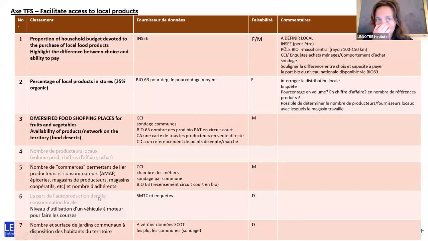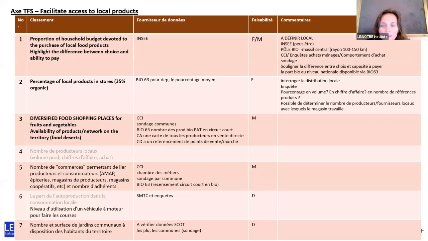Generally, this kind of axis gathers consensus. But this axis is about facilitating access to local products. For example, what proportion of the household budget is devoted to the purchase of local food products was an important indicator, as was the percentage of local products in stores. And I can tell you, from what I remember, all this data was difficult to obtain.